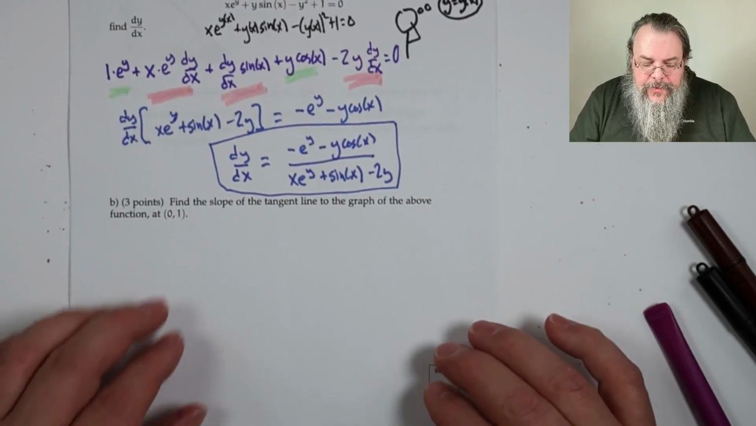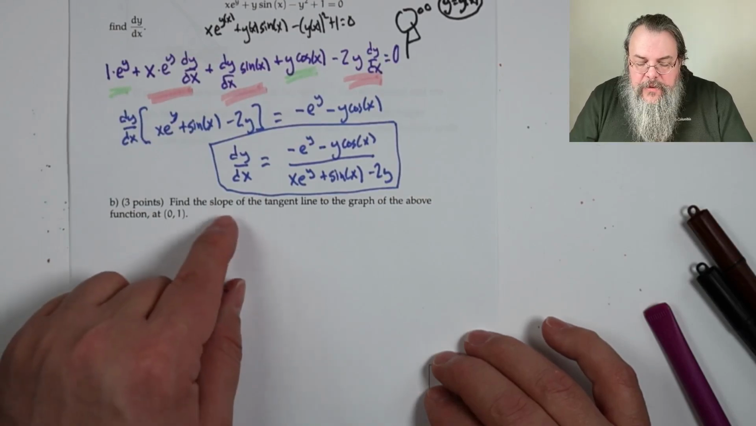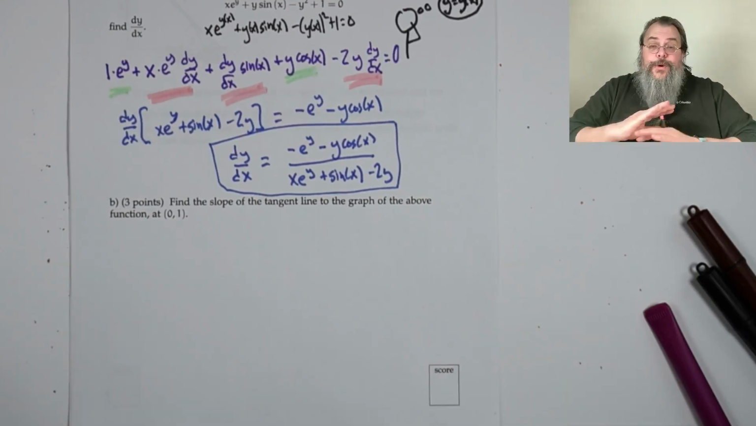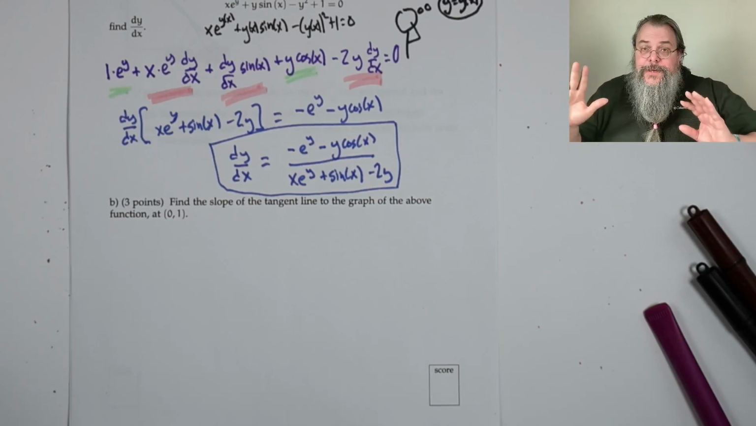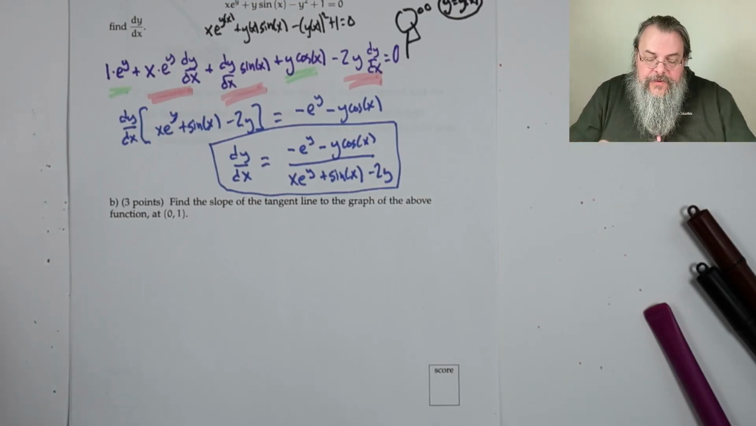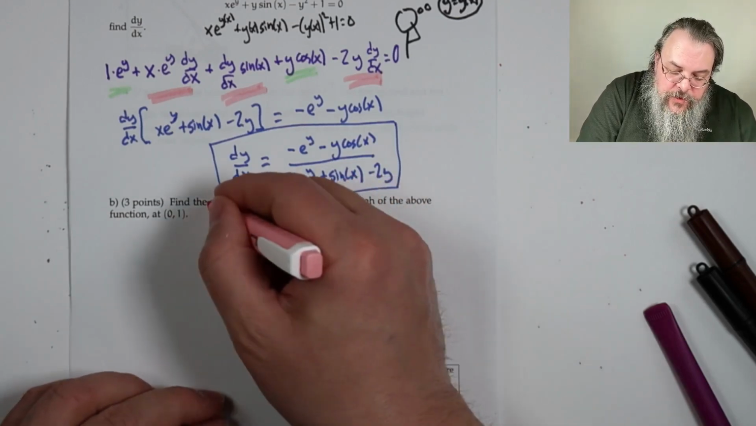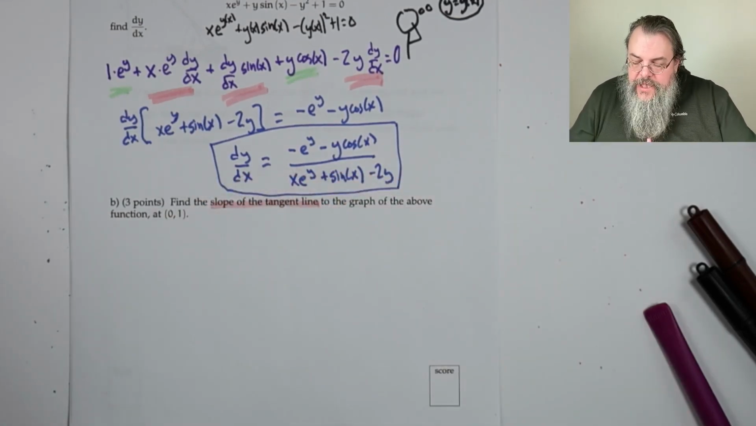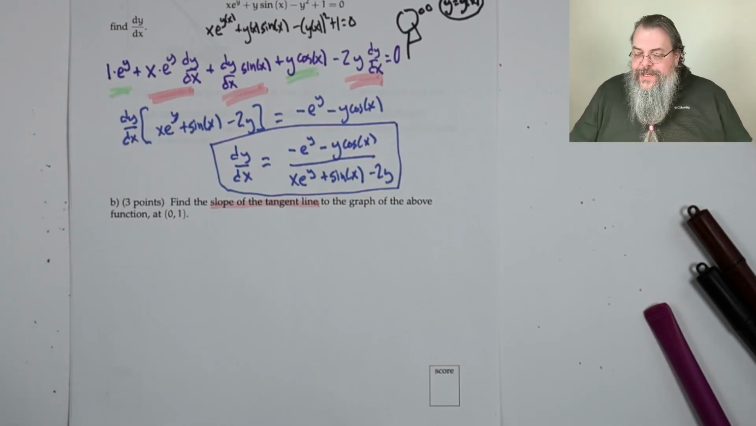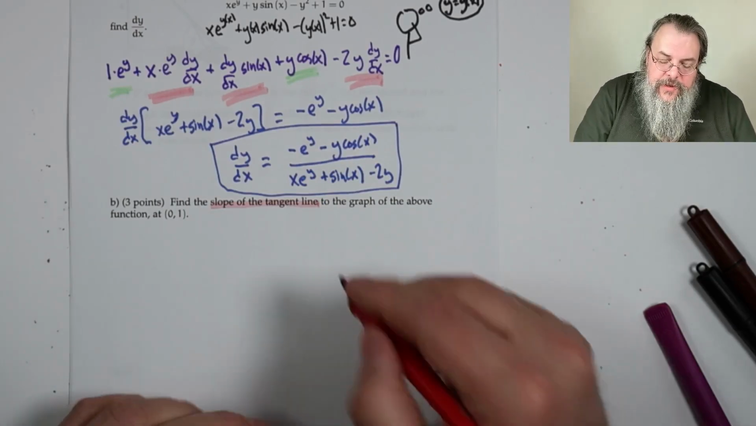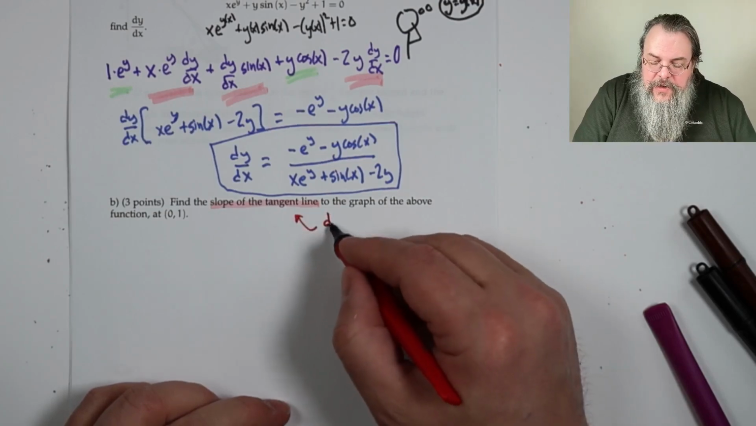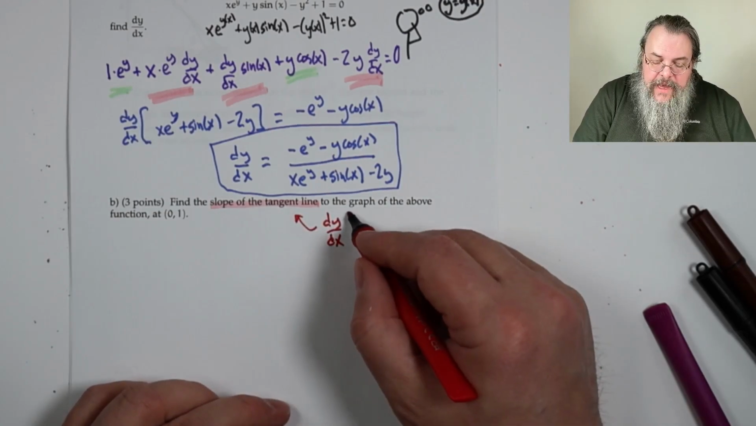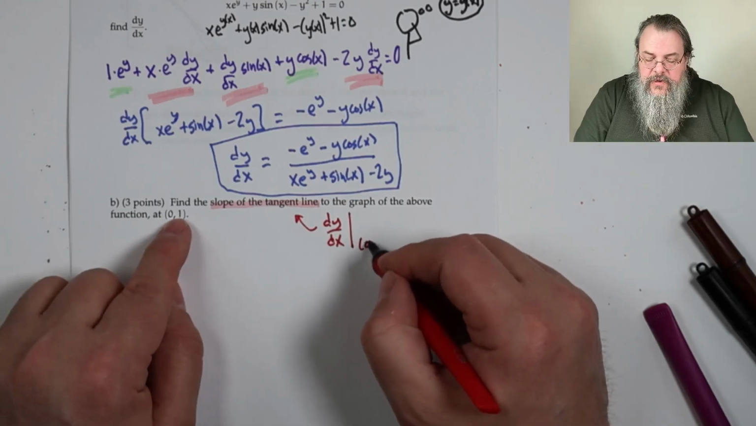All right, now part B. Find the slope of the tangent line to the graph of the above function at (0, 1). We're not finding the tangent line. We're very specifically told the slope of the tangent line. Now, what does slope of the tangent line mean? What's the secret code they've given us? Well, this is secret code for saying the derivative. So the derivative is the slope of the tangent line, and then it's the derivative at this point, (0, 1).